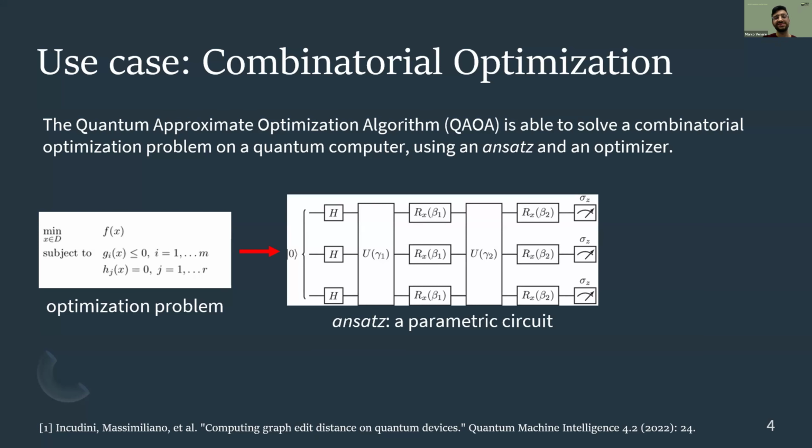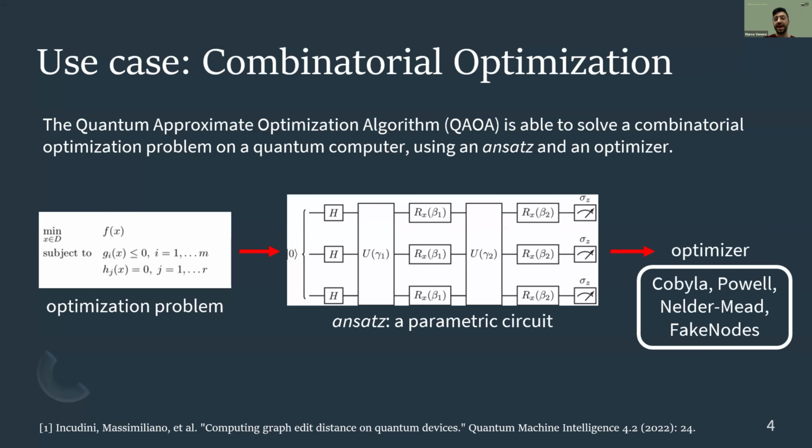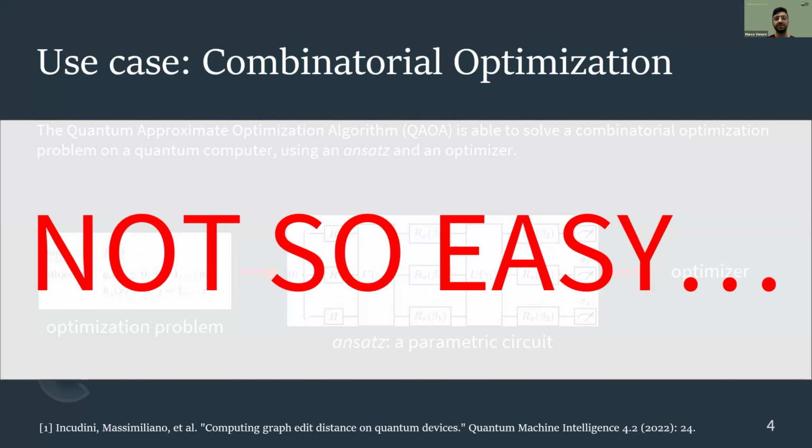As you may notice, this circuit is parametric. Indeed, it must deal with beta and gamma parameters that must be tuned in order for the circuit to give as output the correct solution to the problem. To perform such a tuning, we use an optimizer. State-of-the-art has a number of possible optimizers to consider, and in this work, we are considering in particular COBYLA, Powell, Nelder-Mead, and fake nodes. Well, this process seems easy, but to tell the truth, it's really not.